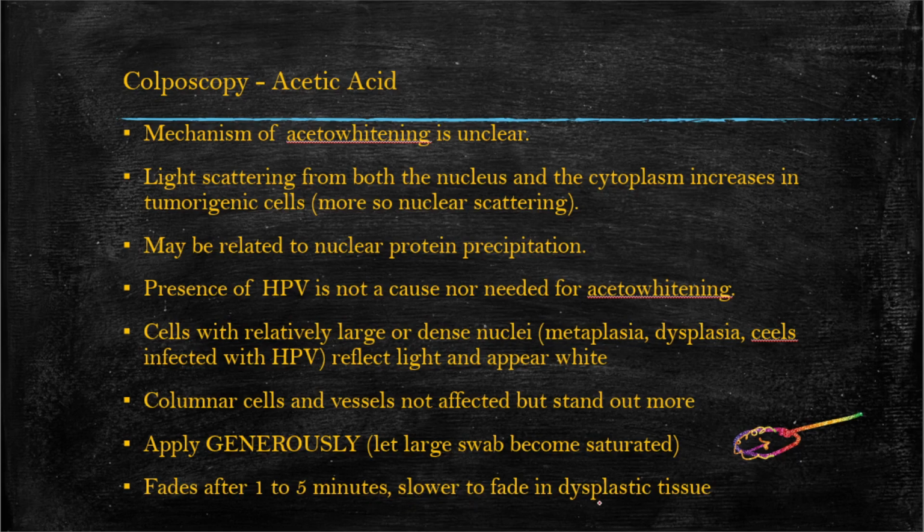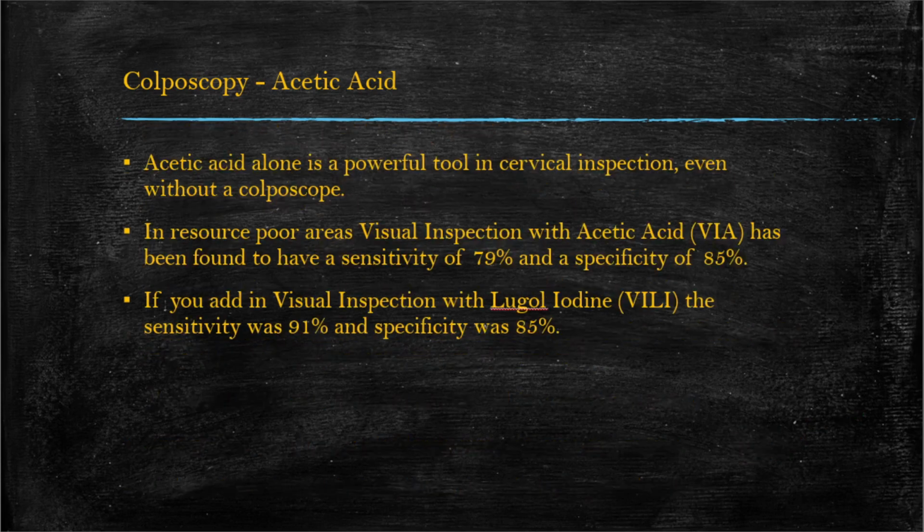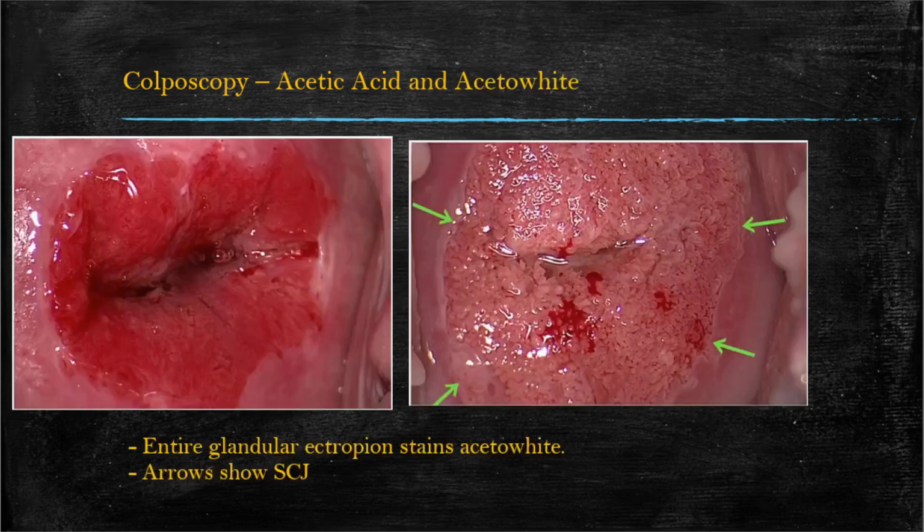It's slower to fade in dysplastic tissue, so it gets absorbed and lights up more quickly and then takes longer to fade. Acetic acid all by itself, even without magnification, is a powerful tool in cervical inspection. In resource-poor areas, visual inspection with acetic acid has been found to have a sensitivity of 79% and a specificity of 85%. If you add in visual inspection with Lugol's iodine, the sensitivity rises to 91% and specificity of 85%. So not bad for just having a couple of relatively simple solutions and the naked eye.